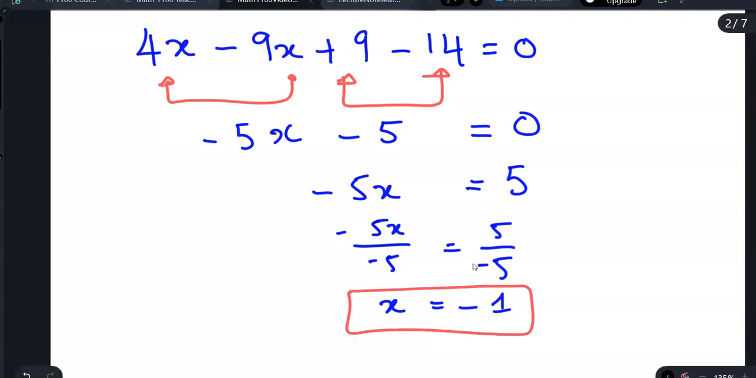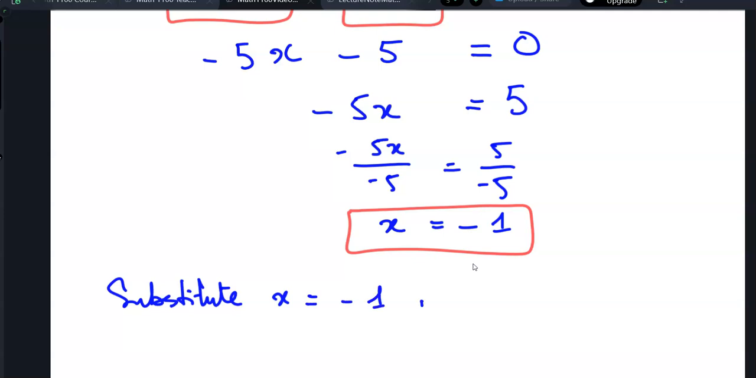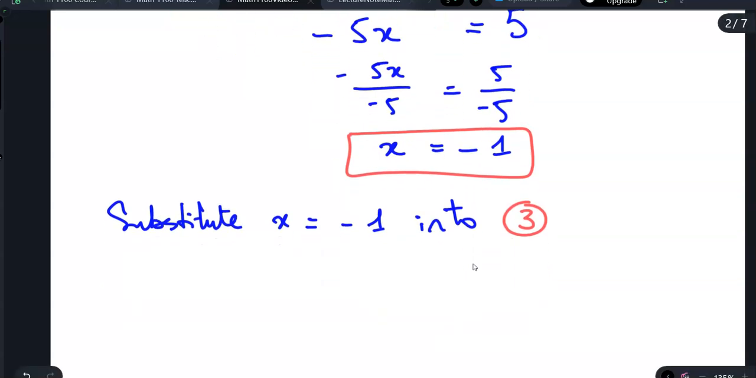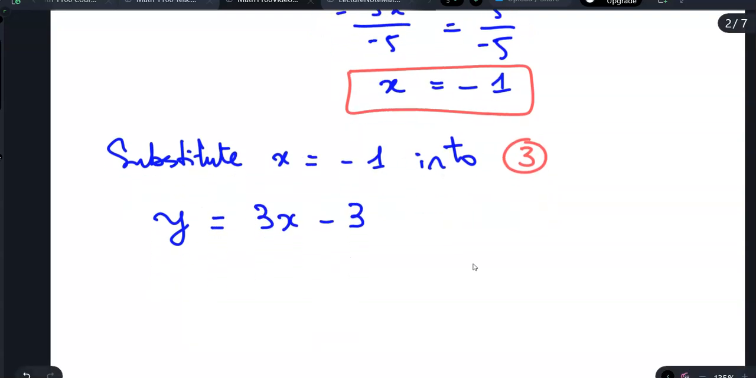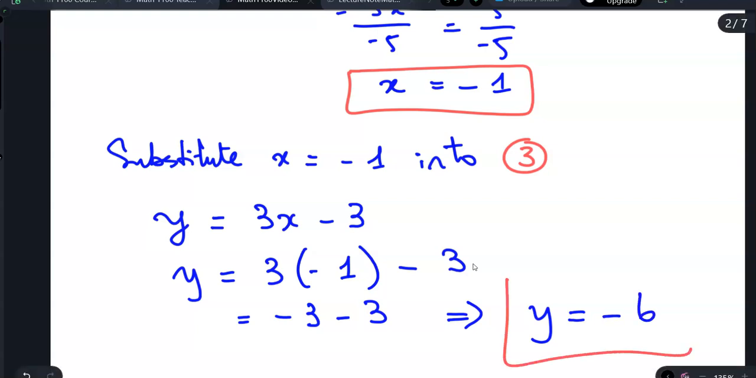After you have x equal to minus 1, you are going to substitute x equal to minus 1 into your equation number 3, because your equation number 3, you already solved for y. So equation number 3, y equal to 3x minus 3, right? And then y equal to 3 times minus 1 minus 3. So here I should have minus 3, therefore I have y equal to negative 6.